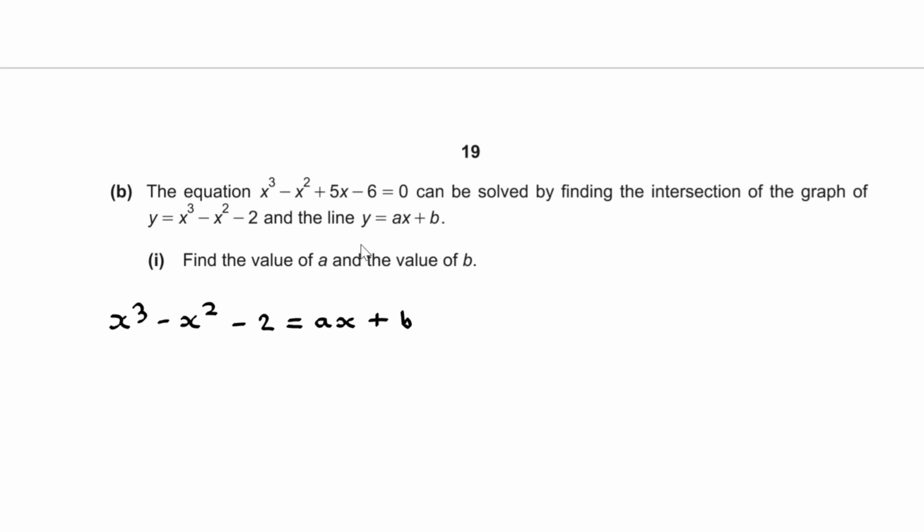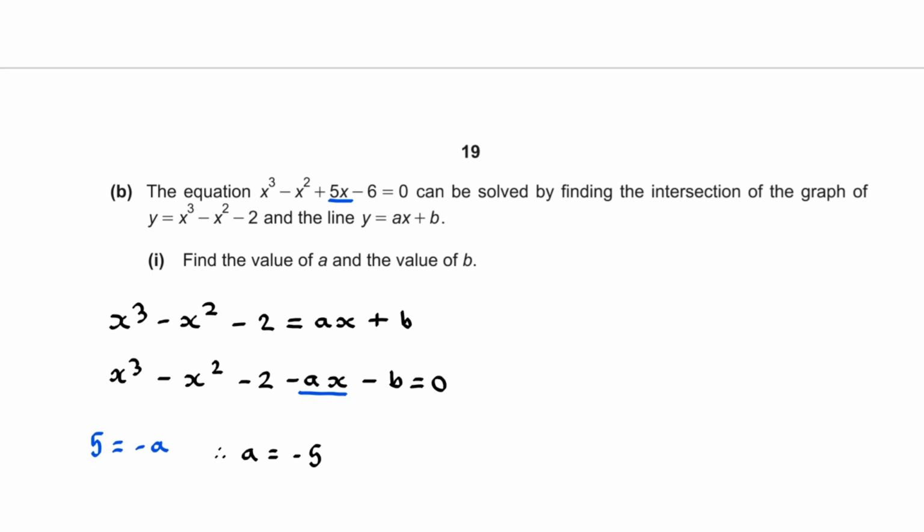And if we take everything to one side and set it equal to 0, we'd have x cubed minus x squared minus 2 minus ax minus b equals 0. And if we compare this with what we have over here, if we compare the x terms, you can see then we have a 5x over here, and the total number of x's we have here is minus a. So we've got 5 equals minus a, and therefore a is equal to minus 5.